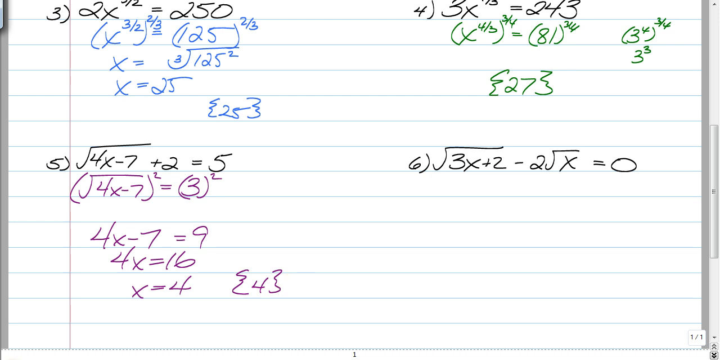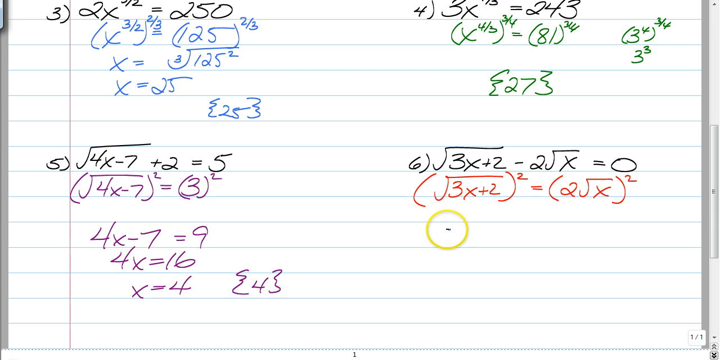Number 6. This one's a little different. Because you just have 2 radicals on the left, what you want to do is move the second radical to the right. So we're going to have the square root of 3x plus 2 is equal to 2 root x. To get rid of square roots, we square both sides.